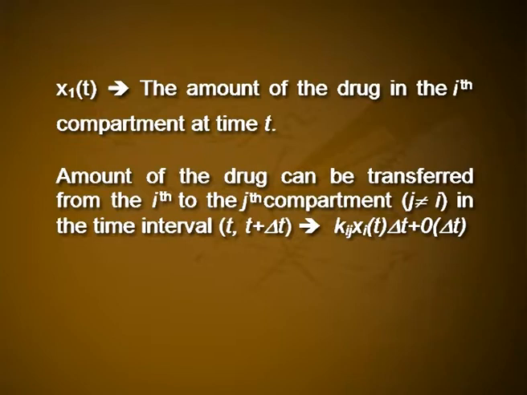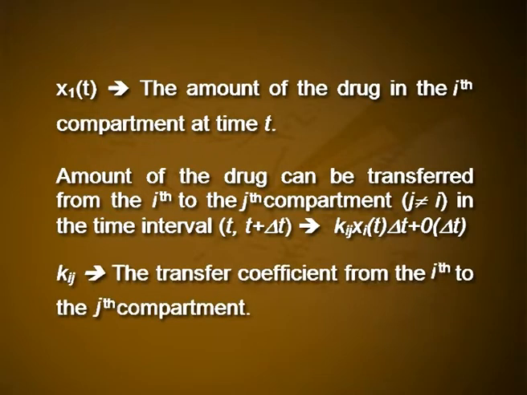We shall assume that the amount that can be transferred from the ith to the jth compartment, where j not equal to i, in the time interval t to t plus delta t is k_ij x_i(t) delta t plus o(delta t), where k_ij is called the transfer coefficient from the ith to the jth compartment.